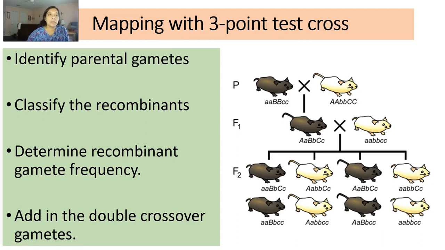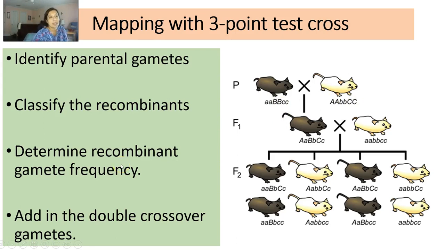To map distances and to map orientation, what we need to use is a minimum of a 3-point test cross. In a 3-point test cross, you're looking at 3 different genes, not 2. So you can use that third one to orient which one comes first, which one comes second, which one comes third. The first thing you want to do is identify your parental gametes. Which ones are going to be your parental gametes? For example, in this one, it's going to be little a, big B, C and big A, little b, big C. Those are your parental gametes.